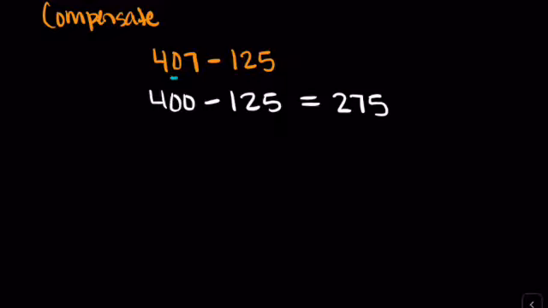And because I subtracted 7 here, I need to compensate for that. I need to add it back. So 275 plus 7 is 282.